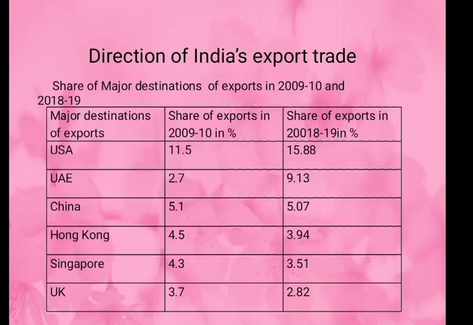Now let us see the direction of India's export trade. The major share of the countries in the exports in 2009-10 and 18-19. Major destinations of exports are again USA, UAE, China, Hong Kong, Singapore, UK. So these are the top 6 countries to which India is exporting its commodities. The percentage share exported to these countries is shown here in this table for 2 years, that is 2009-10 and 18-19.